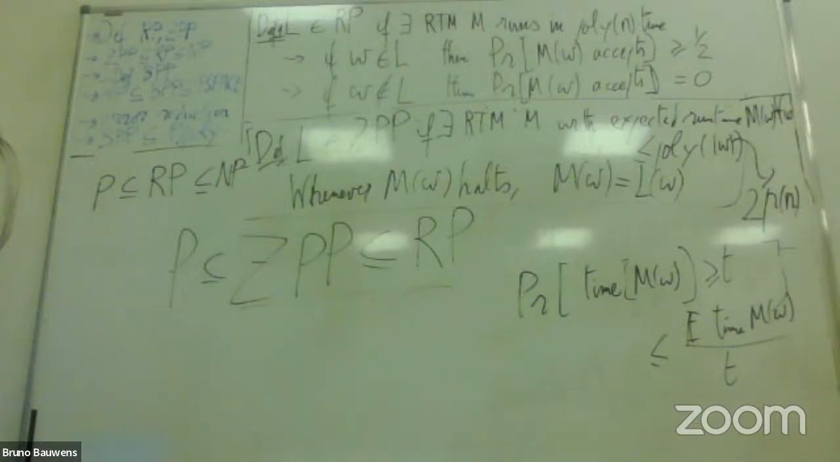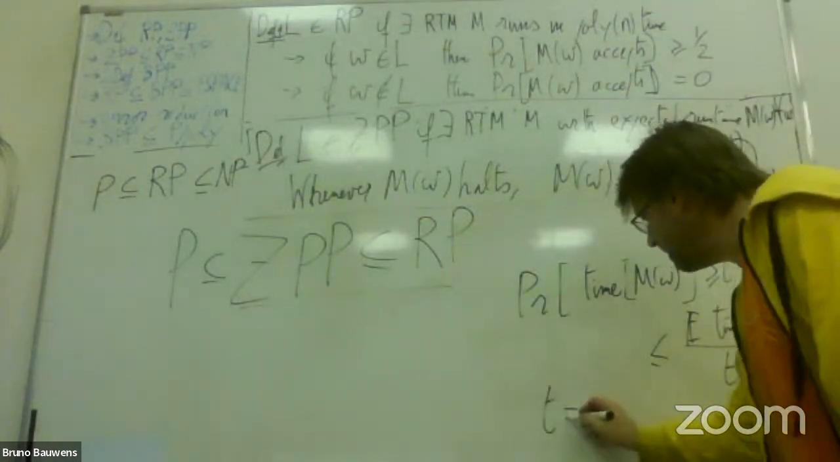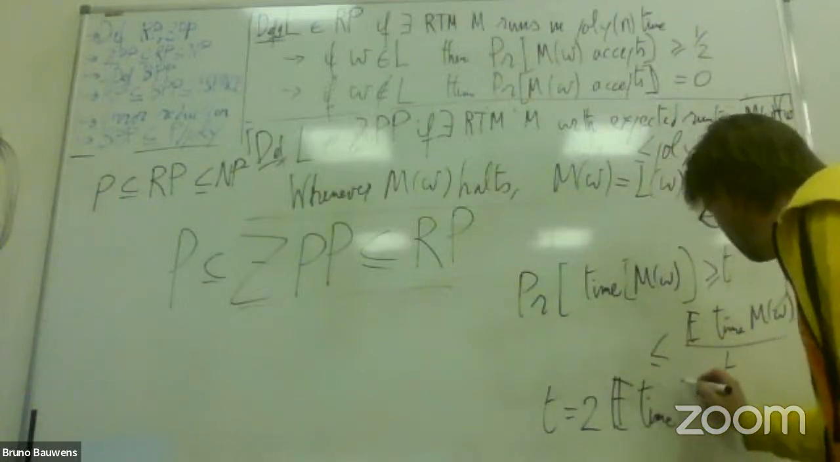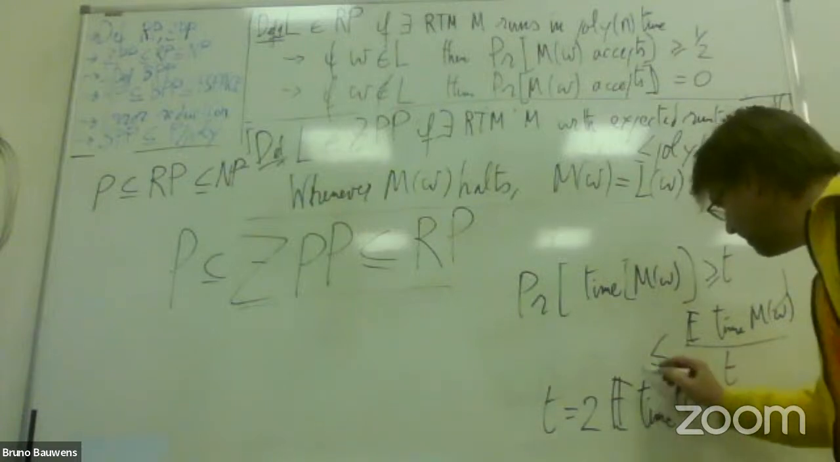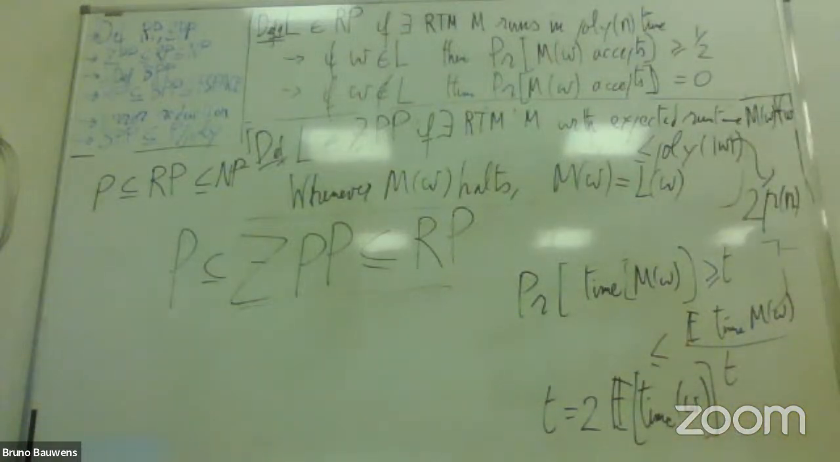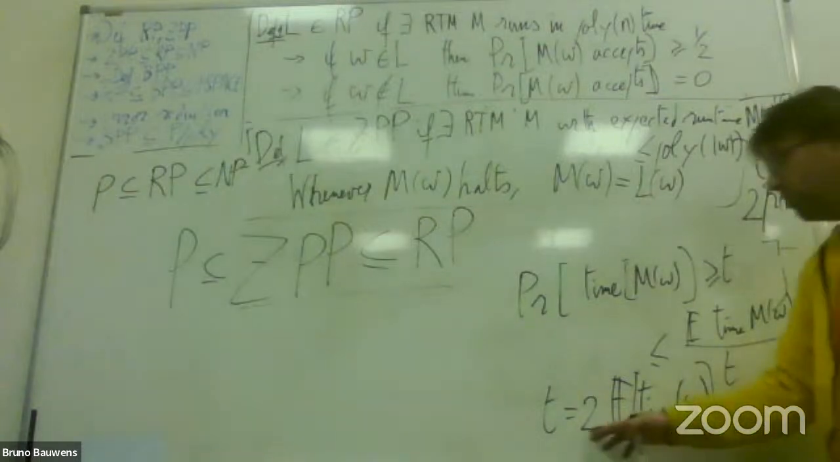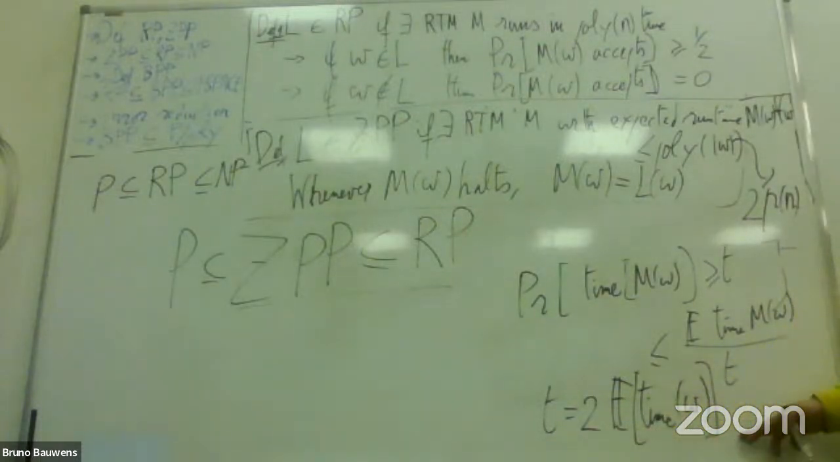Can you repeat why it is less than one half? Yeah, so we said t equals 2 times the expected value of the runtime of M on W. Or more formally, okay, this is not correct. We said 2 times the upper bound on the expected time. Because we have a fixed algorithm, so we need to hard code the upper bound. And we cannot estimate this. Okay.